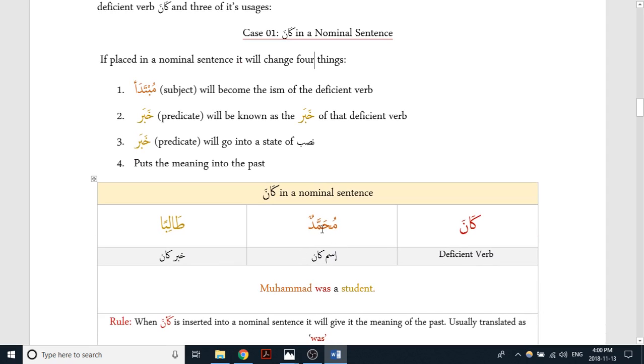Kana Muhammadun taliban. So Muhammad was a student. The kana is putting it into the past. It's changing our mubtada into the ismu kana. It's literally just a naming convention, and it's changing our khabar into the khabaru kana. And rather than it being in a state of rafa, it will now become a state of nasb. So you've got to remember those three things. Kana will be brought. It will put the sentence into a past tense meaning. This will now be known as the ismu kana. This will now be known as the khabaru kana, and it will be in a state of nasb.